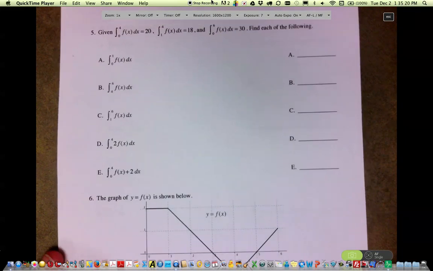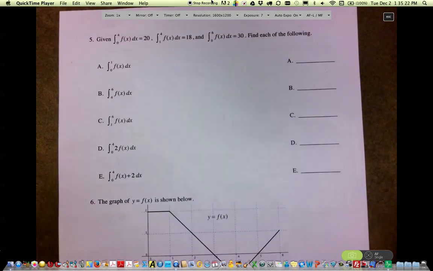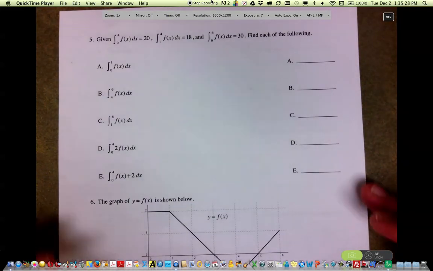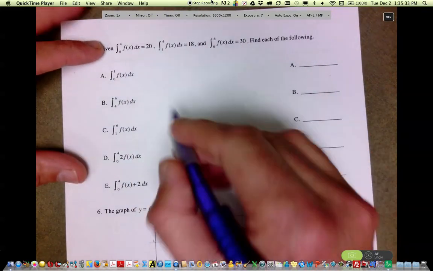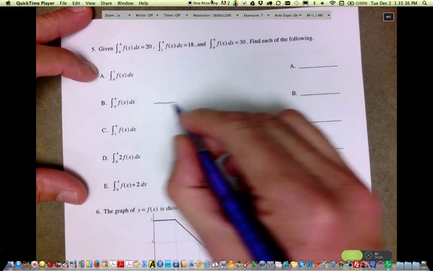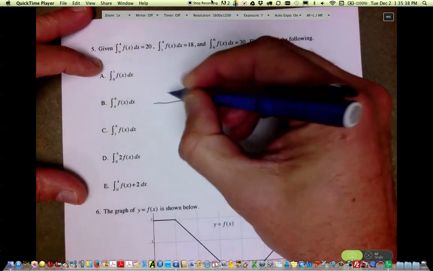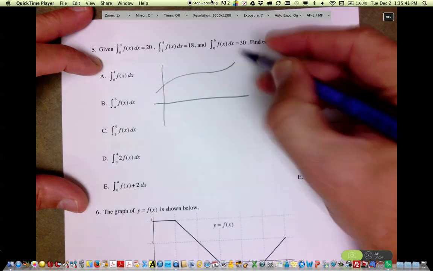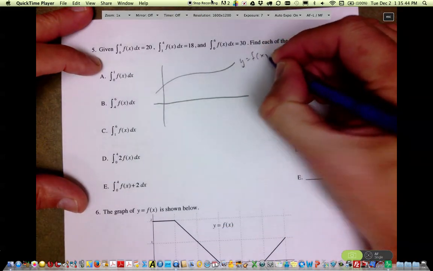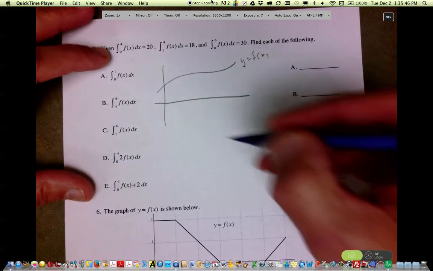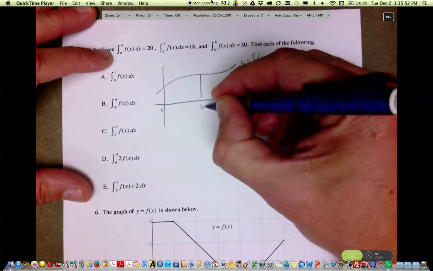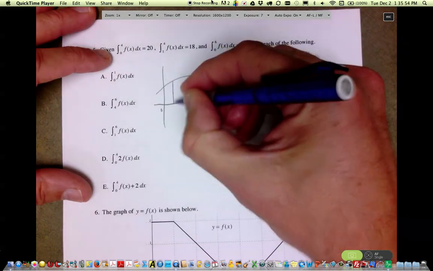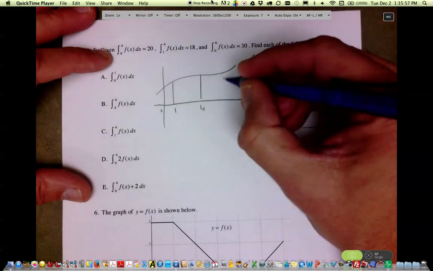This next set of questions has to do with theorems about definite integrals, which I think was in section 5.4. One way that we could look at this is these are all about the function f of x, and it might be a good idea if we think about sketching a picture of what y equals f of x looks like. Now this isn't necessarily to scale, but what I want to look at is we're going to go from 0 to 4. We're going to go from 1 to 4. And we're going to go from 0 to 6.